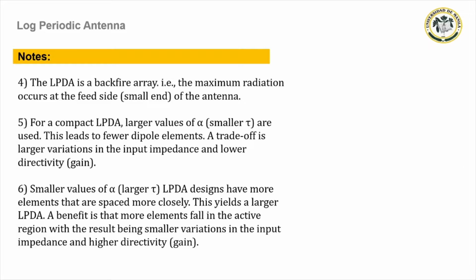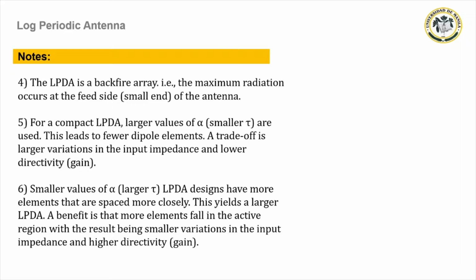The LPDA is a backfire array. For example, the maximum radiation occurs at the feed side, or the small end of the antenna. For a compact LPDA, larger values of alpha or smaller tau are used. This leads to fewer dipole elements. A trade-off is larger variations in the input impedance and lower directivity or gain.